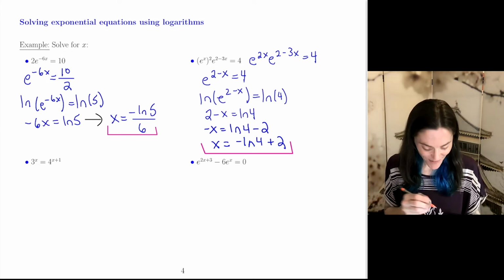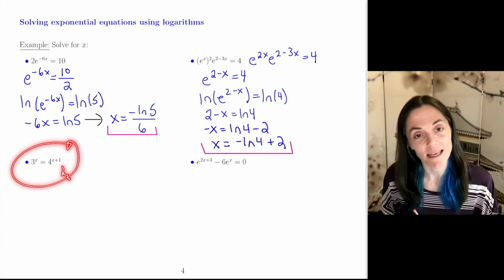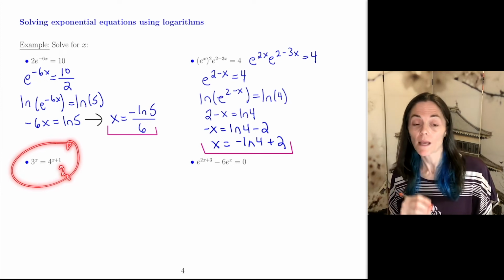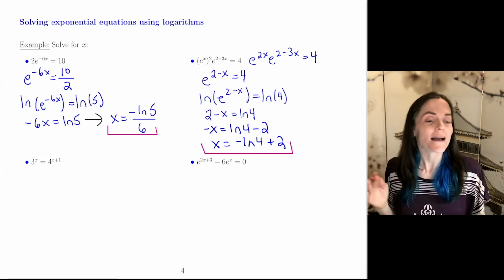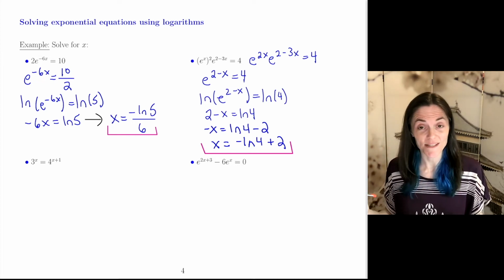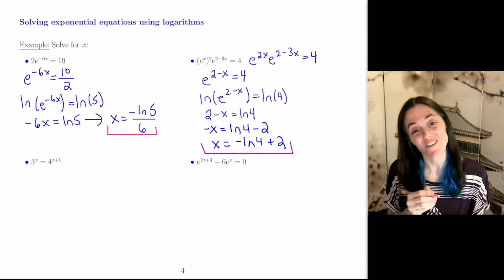This one is a little different. We'll do this one first. You see, once again, I have problems trying to get the same base on both sides of the equation. And I don't see e in it, but I'm going to start off by taking a natural log of both sides, and then we will use properties. But this is a fun one.